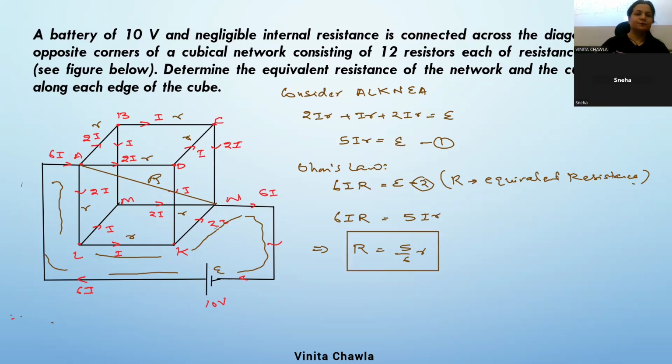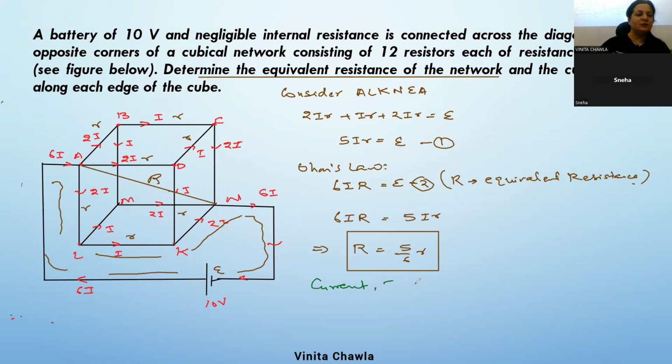Enclose the answer in a box. This is the equivalent resistance. Equivalent resistance we have taken as capital R. So we have found the equivalent resistance of the network. Now we have to find the current flowing through each edge of the cube. How do we find the current through the battery? How do we find current? Tell me.